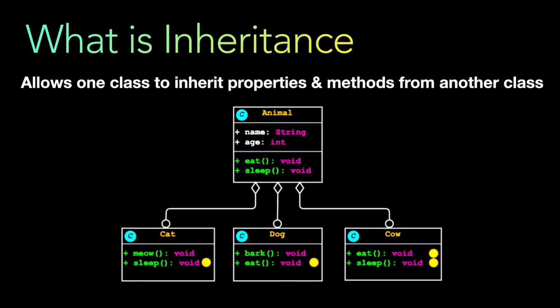So the super class basically defines its own attributes and its own methods. Like in this case, animal, the attributes are name and age, and the methods are eat and sleep, right? And then there are some other subclasses of animal which are cat, dog, and cow, right? And these three subclasses are types of animals. So you can also say cat is an animal, right? Dog is an animal, cow is an animal.